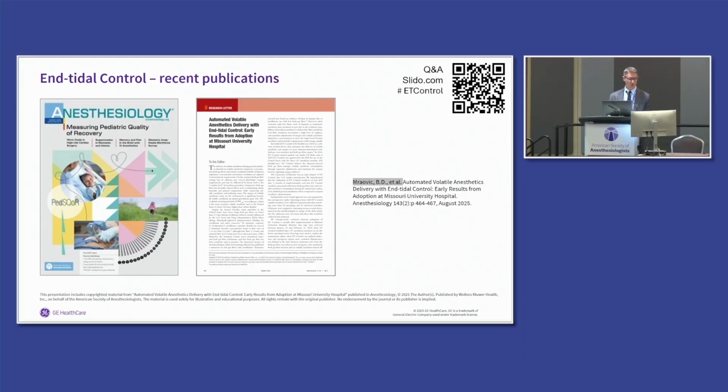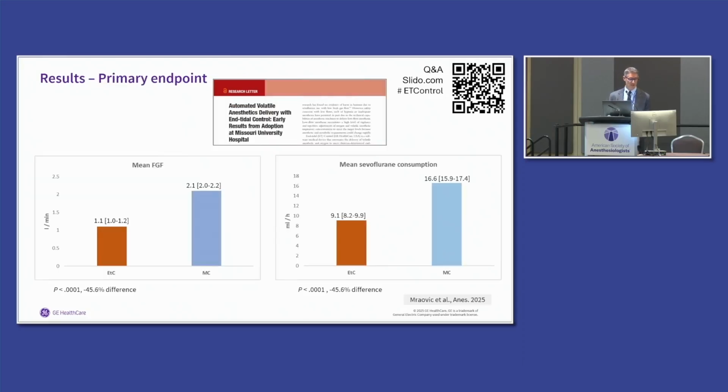2025, here's some real-world results associated with end tidal control in clinical practice. This is published in the journal Anesthesiology. It comes out of University of Missouri. About 200 patients were involved in this study, about half and half in the end tidal control versus the manual group. This is looking at fresh gas flows and sevoflurane consumption. We can see on that left graph, the fresh gas flow with end tidal control went from 2.1 down to 1.1, about a 45% reduction in the mean fresh gas flow in that institution. And sevoflurane consumption decreased by a similar amount.